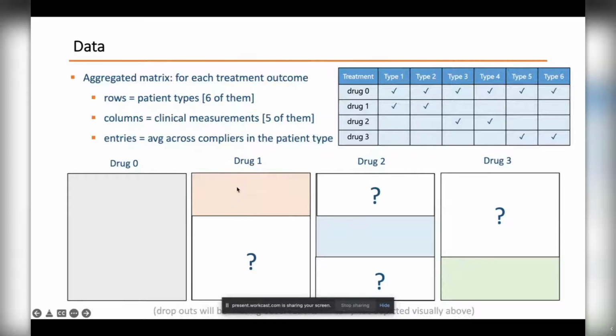Okay. What are the entries in each of the matrix? Well, a row corresponds to a patient type, let's say patient type 1, and here it's a first visit. Across all the patient type of 1 who received drug 1, during their first visit, what is their clinical measurement? Just average that. It's really the average value of that. Okay, so that's my aggregated matrices, going from individual patient level matrices.